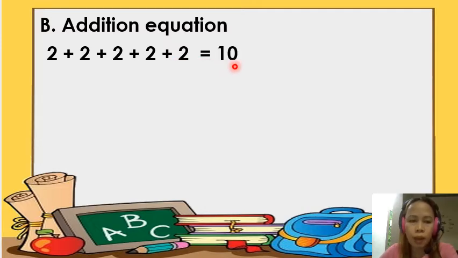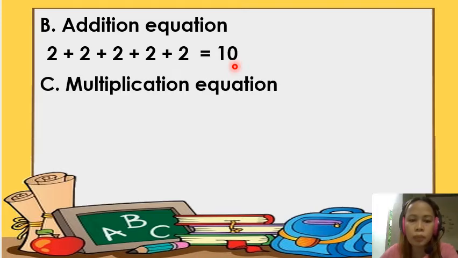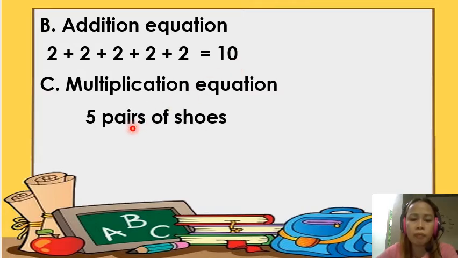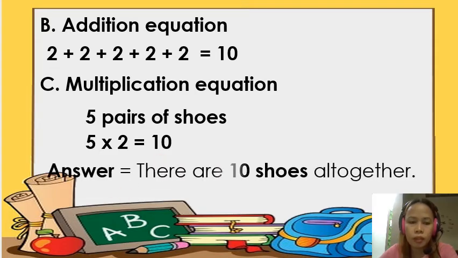Another way is by making a multiplication equation or multiplication sentence. We have 5 pairs of shoes. So, the multiplication equation or multiplication sentence is 5 times 2 equals 10. And the answer is, there are 10 shoes altogether.